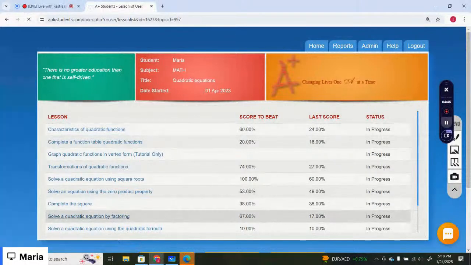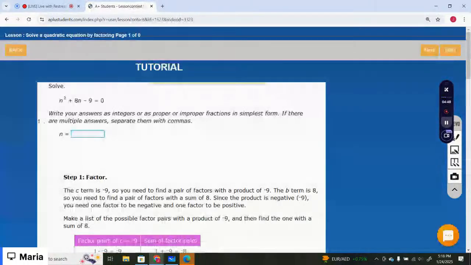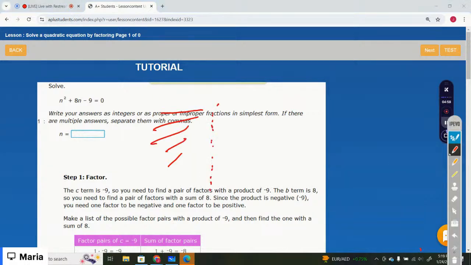Okay, solve a quadratic equation by factoring n square plus 8n minus 9. So you have to factor this equation, right? You compare it to the general form ax square plus bx plus c equals 0. So c equals negative 9. So you need to find a pair of numbers that have the product negative 9, and here the term b is 8. So you need to find a pair of factors with a sum of 8.